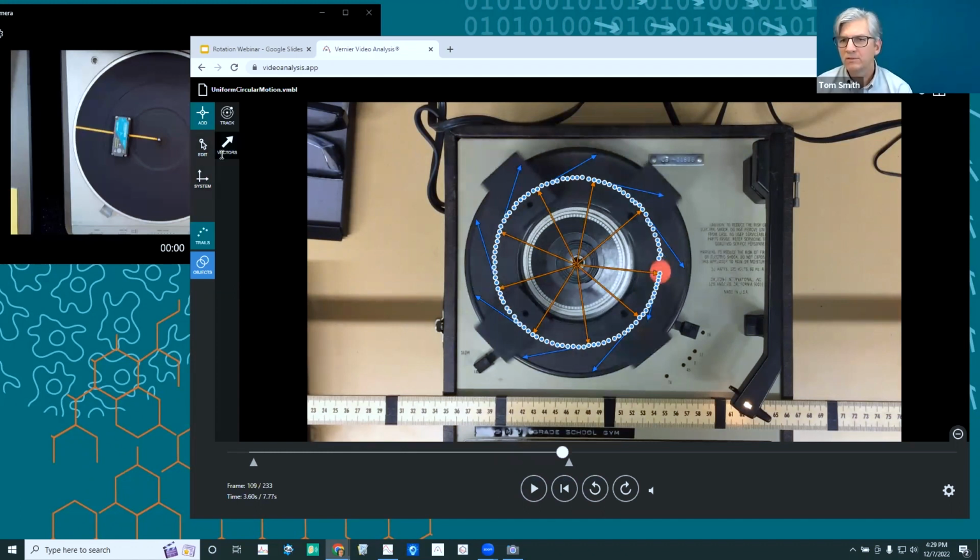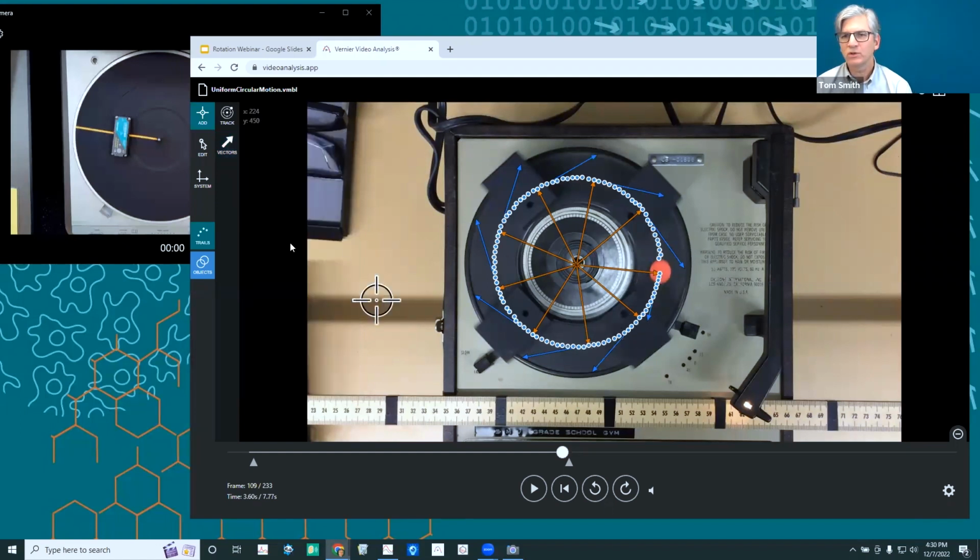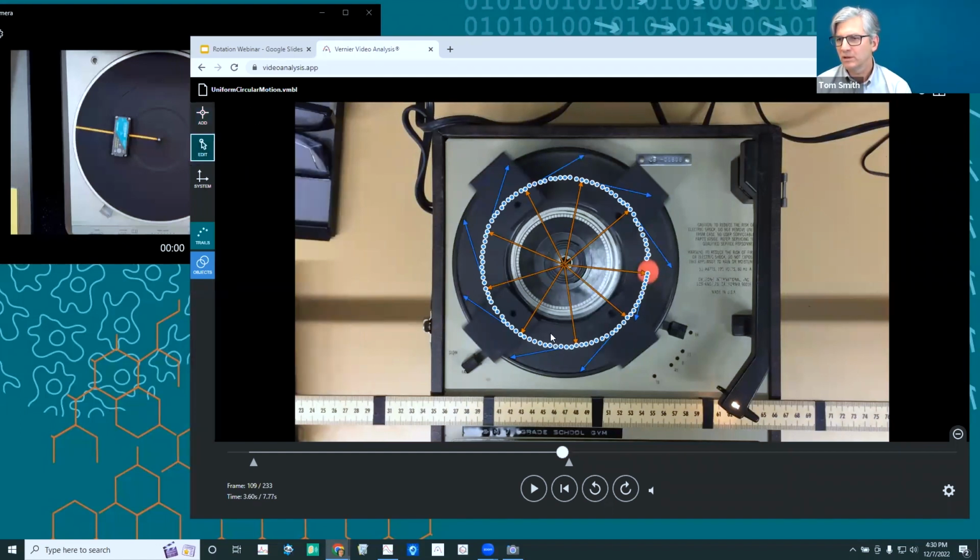But I also am showing vectors here. So this is a position vector and a velocity vector. The position vectors stream in from the origin, so you can see the radius of the object moving. And then the velocity vector shows the tangential velocity of the circle as it's moving around, shown there.